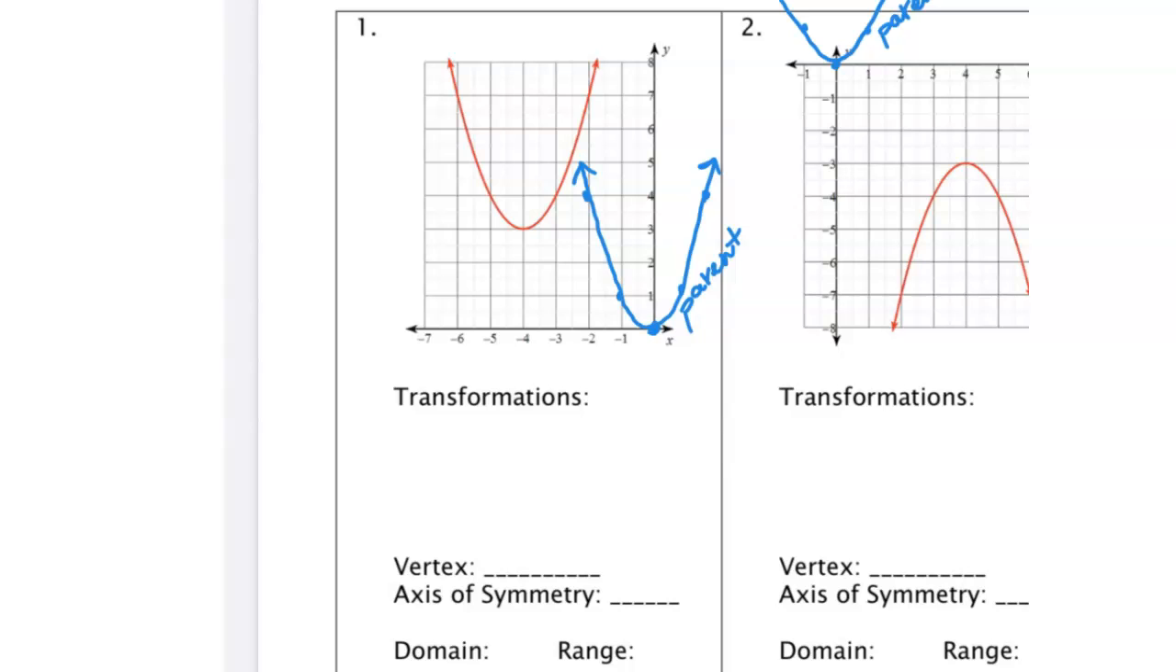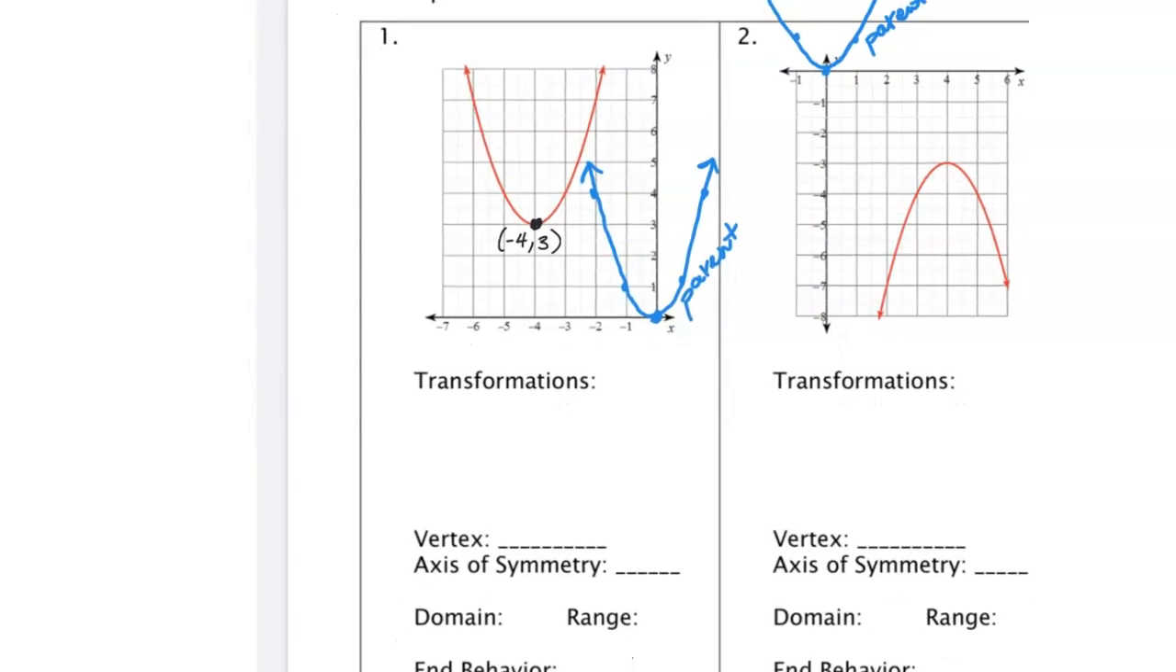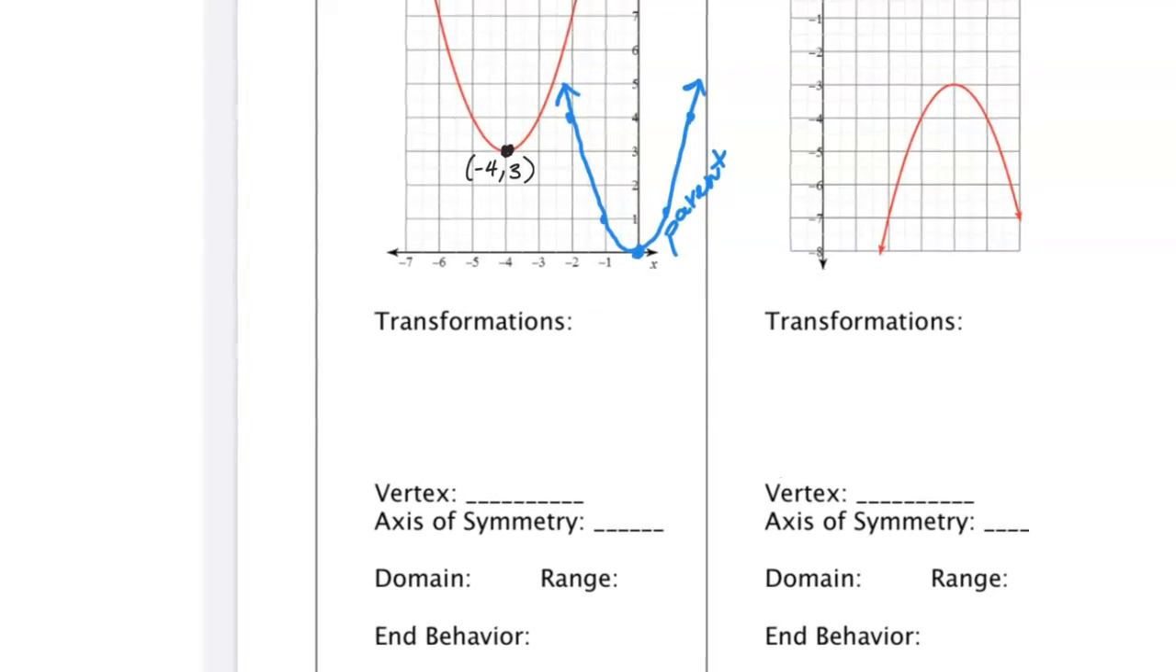So for number 1, looking at our parent function, I like to always reference the vertex of each of these and know where this vertex is in comparison to our brand new vertex. So this vertex was at 0, 0. Our new vertex is here at negative 4, 3. That's our vertex. As far as the transformations, you should be able to see that this vertex was moved to the left by 4 and it was moved up 3. So therefore, 2 transformations are left 4 and up 3.